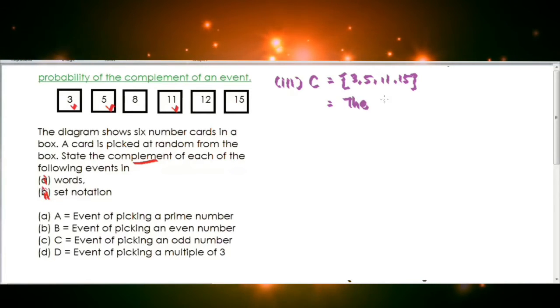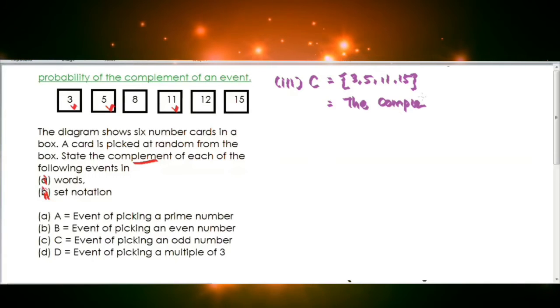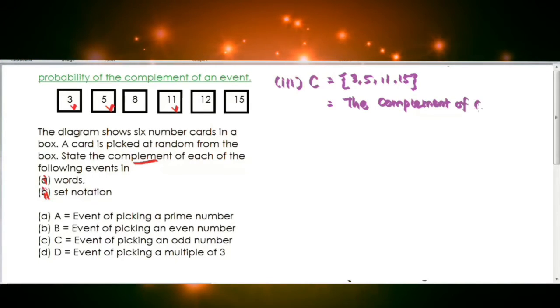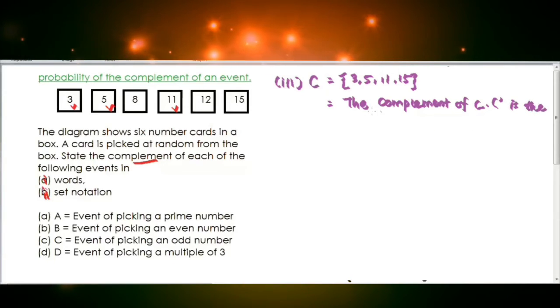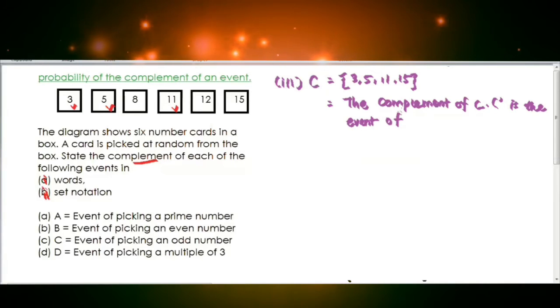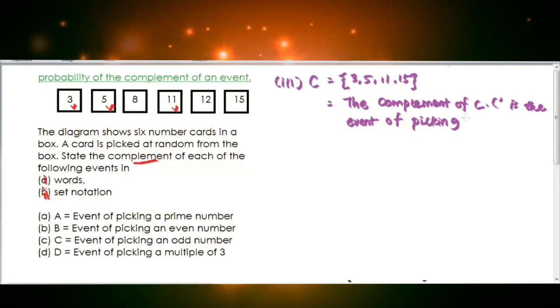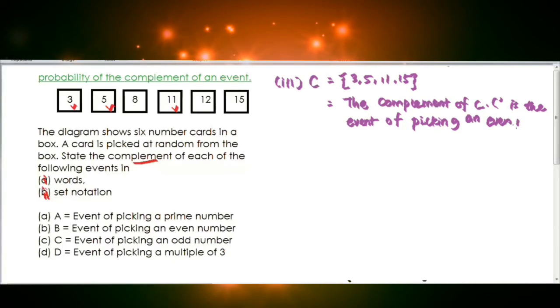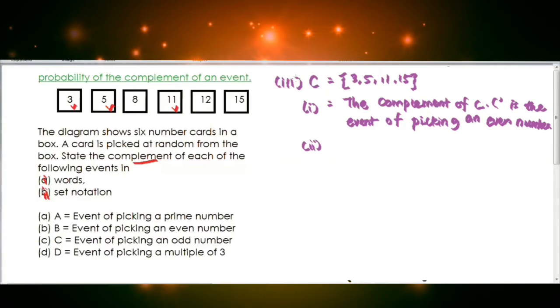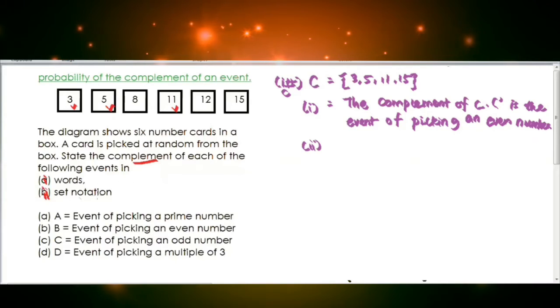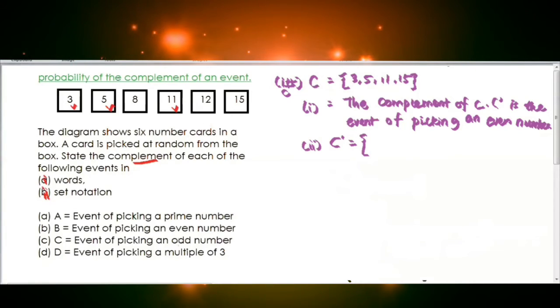So for the complement, we need to write the answer in words. The complement of C is the event of picking an even number. Then we need to write the answer in set notation. So C complement equals the numbers which are not odd: 8 and 12.